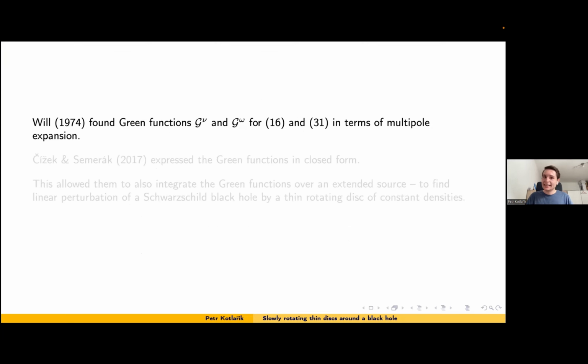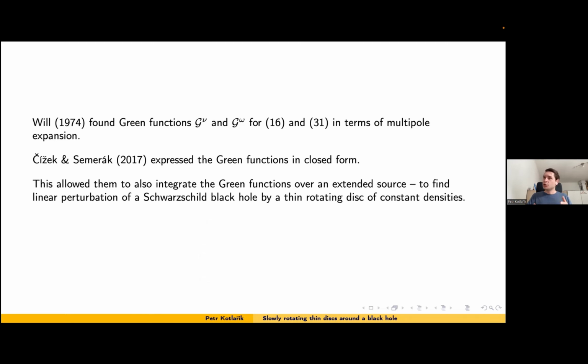And surprisingly, you can find the Green functions for this coupled system. It was done by Will already in the 70s in terms of multipole expansion. So there was a double expansion involved. First, the expansion of the metric itself, and then the expansion of each perturbation order. Then Dr. Křížek and Professor Semerák managed to express the Green function in closed form, which was suitable to integrate over some extended source. So to really integrate a solution describing a rotating disk.